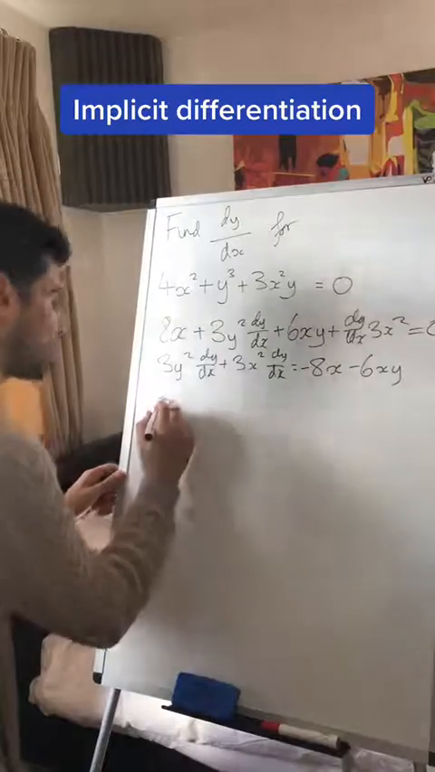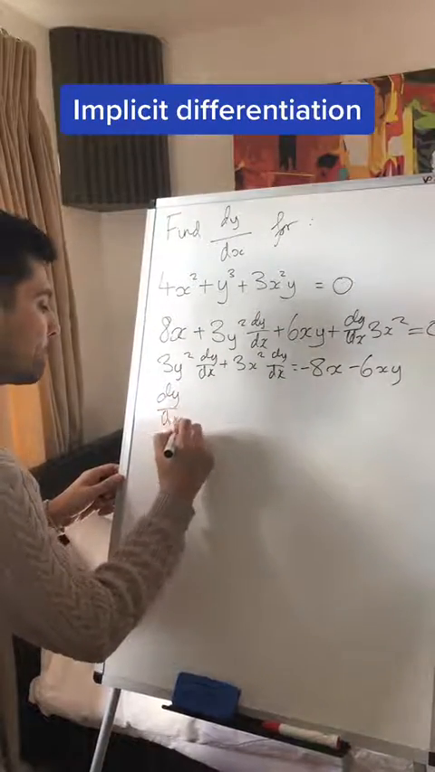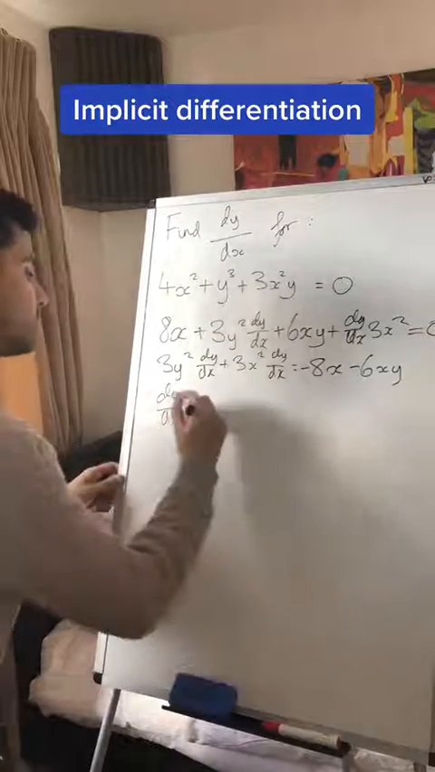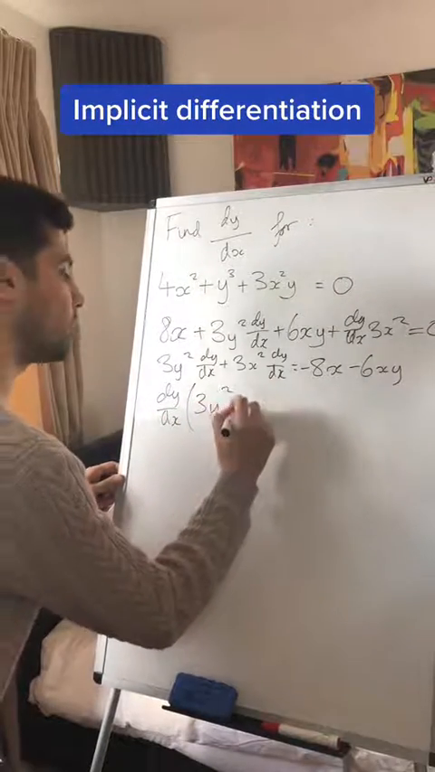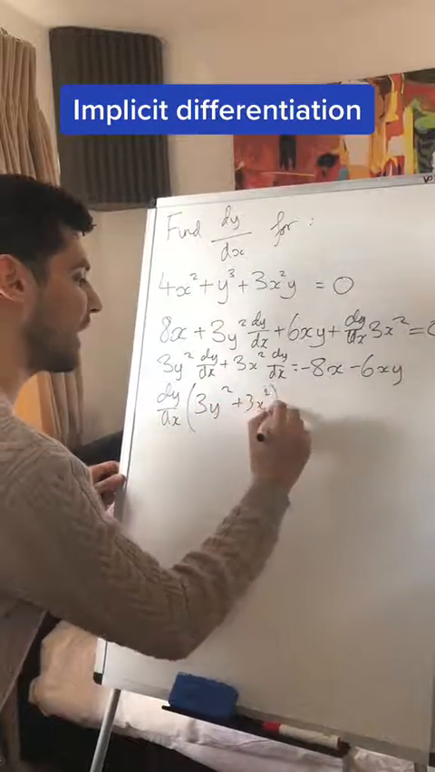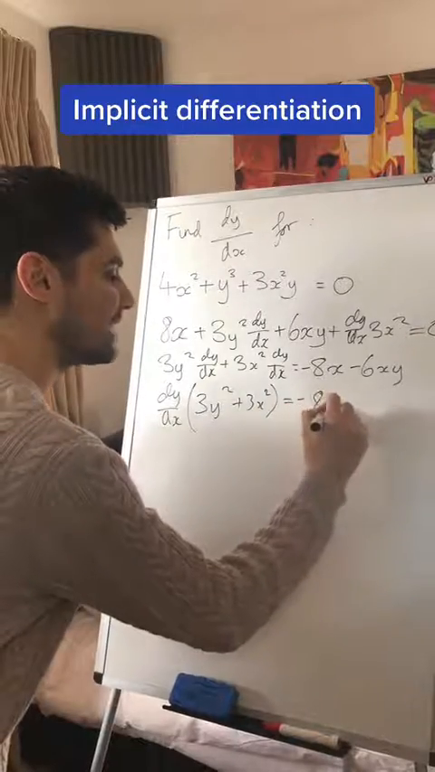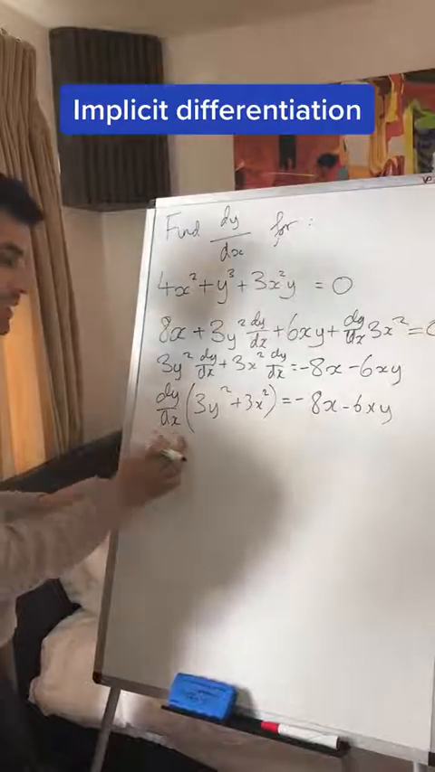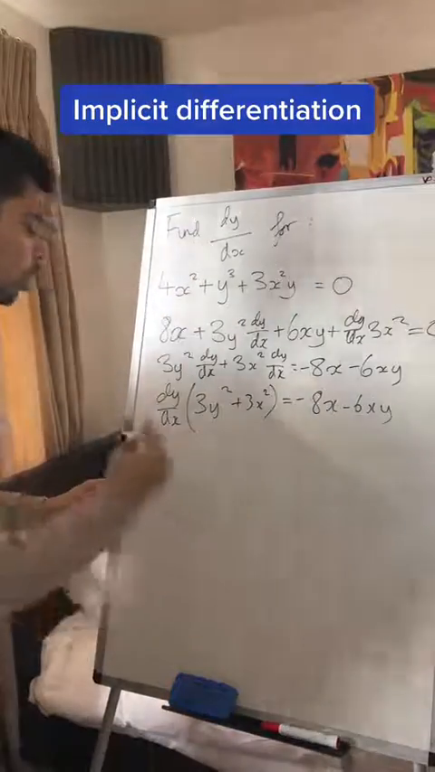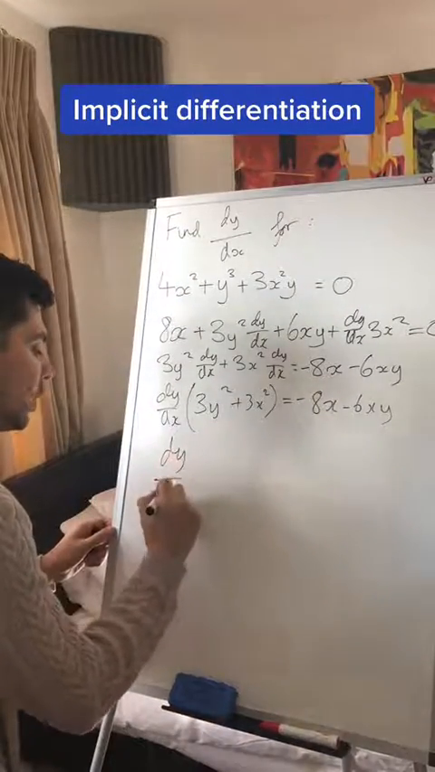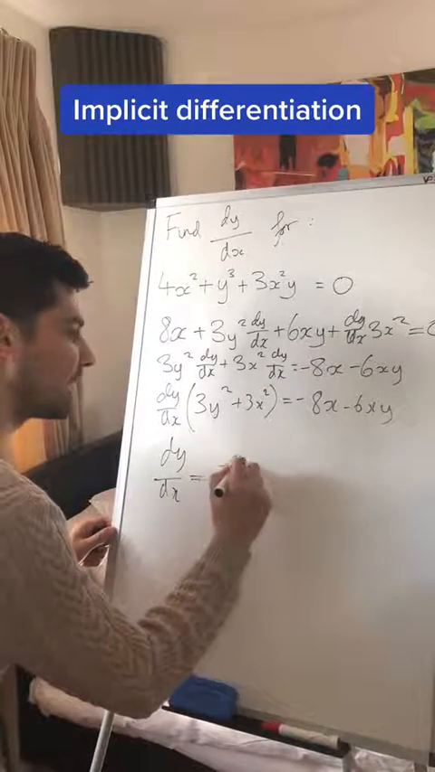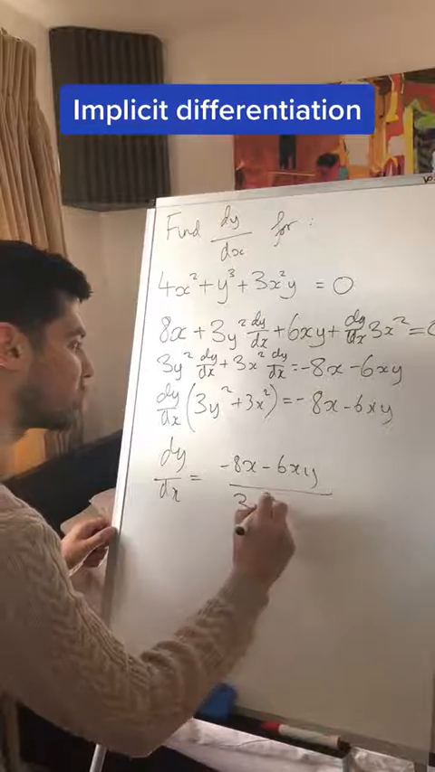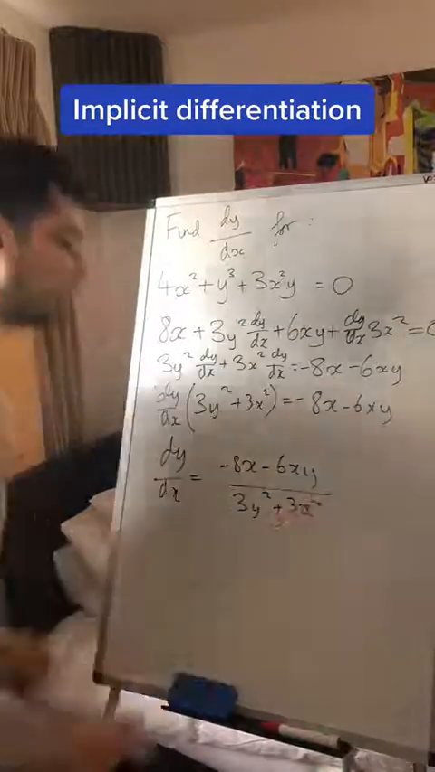Factorize out the dy dx. Fucking 3y squared plus 3x squared still equals minus 8x minus 6xy on that side. And then to get dy dx by itself, we move this by division over there. Dy dx equals minus 8x minus 6xy over 3y squared plus 3x squared. There you fucking go.